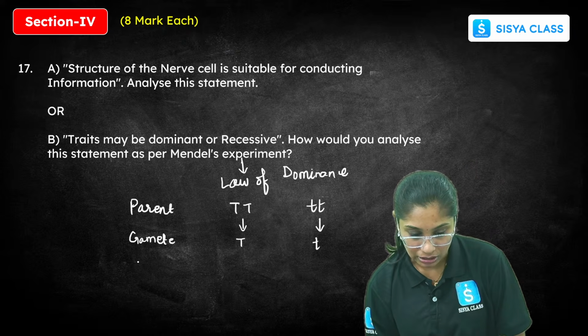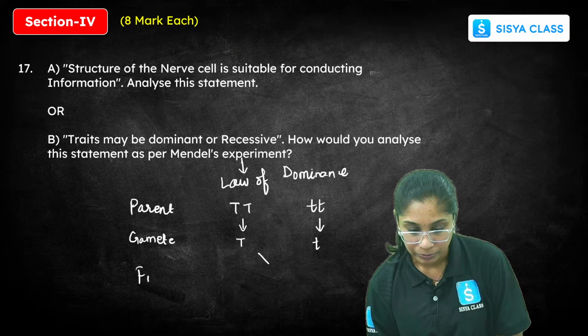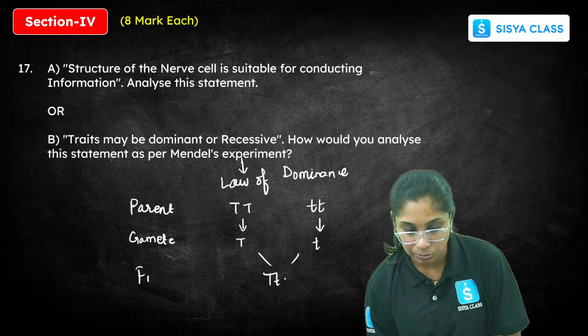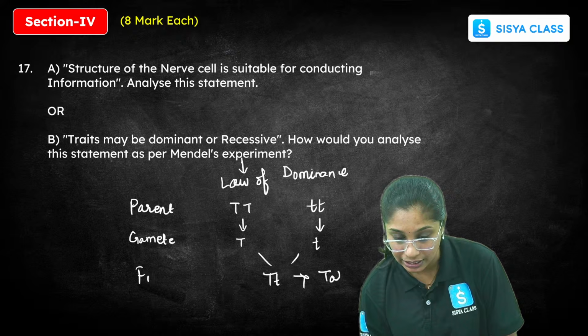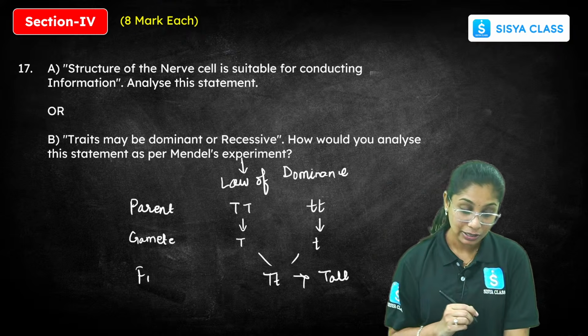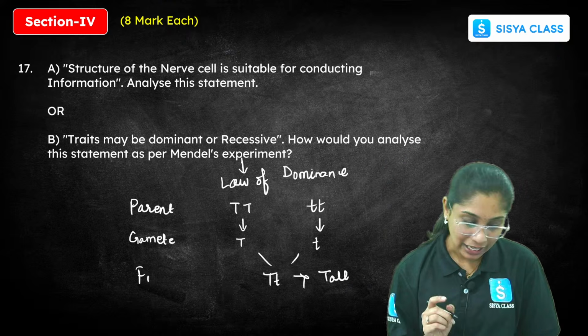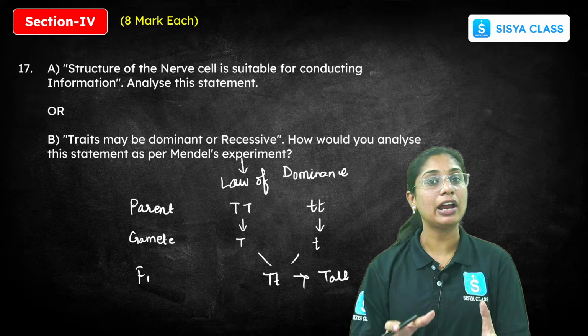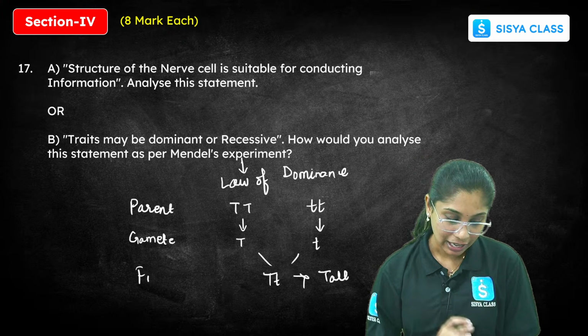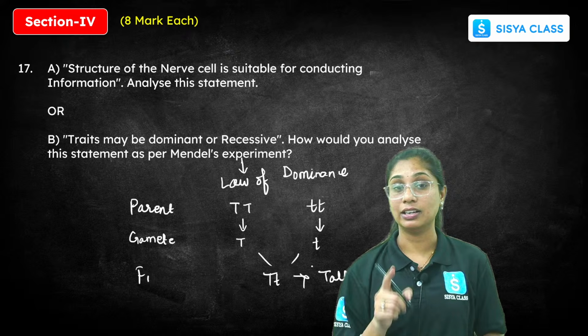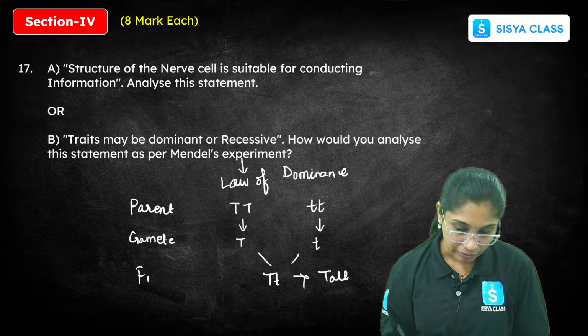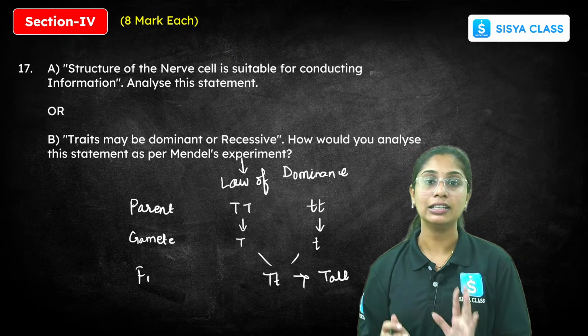So when we cross, what is the F1 generation here? Here we have capital T, small t, which is a hybrid, but it is tall, right? So what does the law of dominance say? When an inherited pair of alleles is heterozygous, the one which expresses itself is the dominant one and the one which could not express is the recessive one, right?